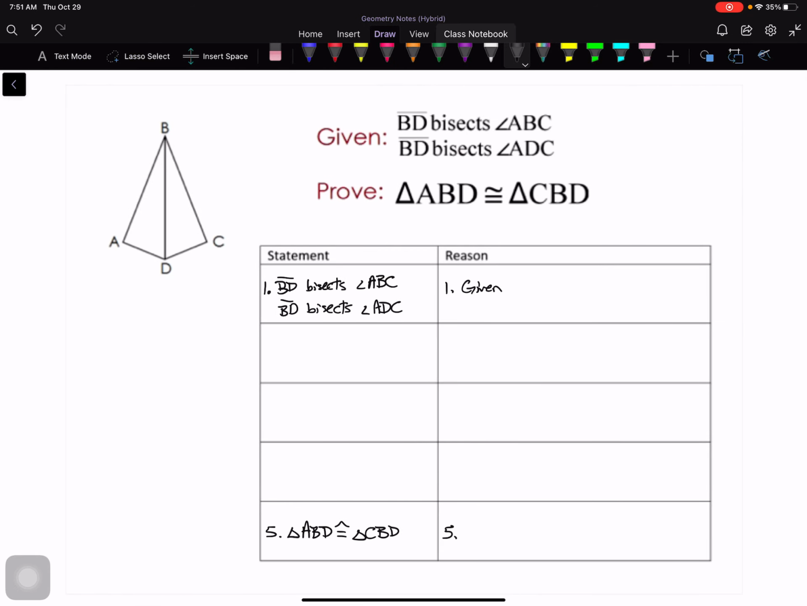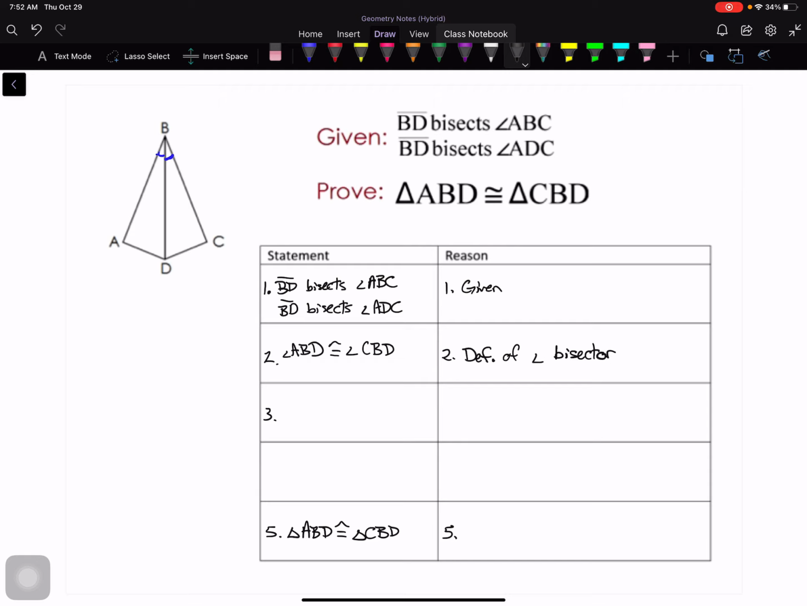All right, in order to do this one, you have to know what that word bisect means. If I have a ray or a line segment in this case, bisecting an angle ABC, what it means is that these two angles are congruent. Right? That's what it means. So that's your step number 2. We can say that angle ABD, this angle here, is congruent to angle CBD. And the reasoning is that's just the definition of a bisector. That's all we're going to write. Definition of angle bisector.